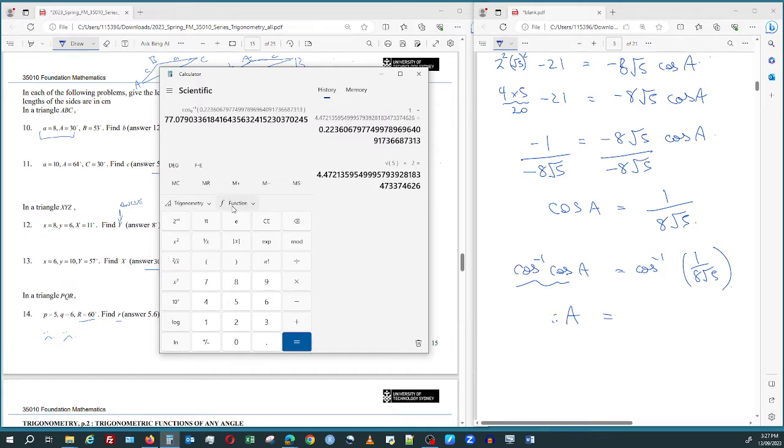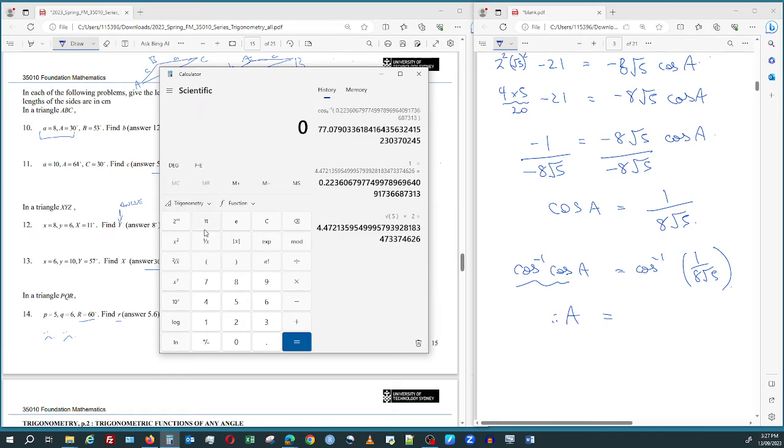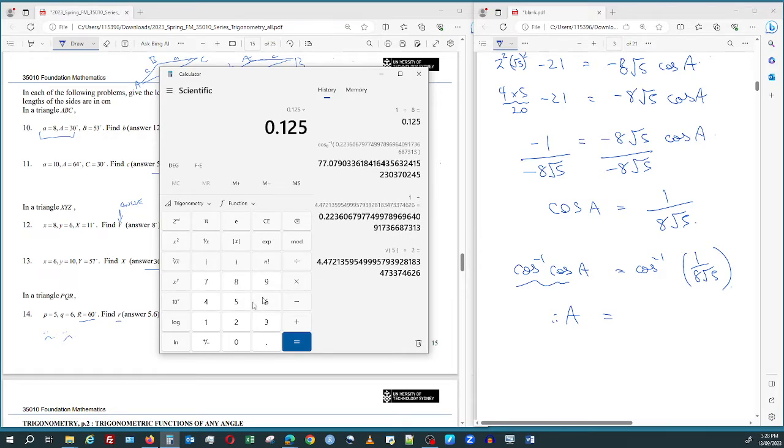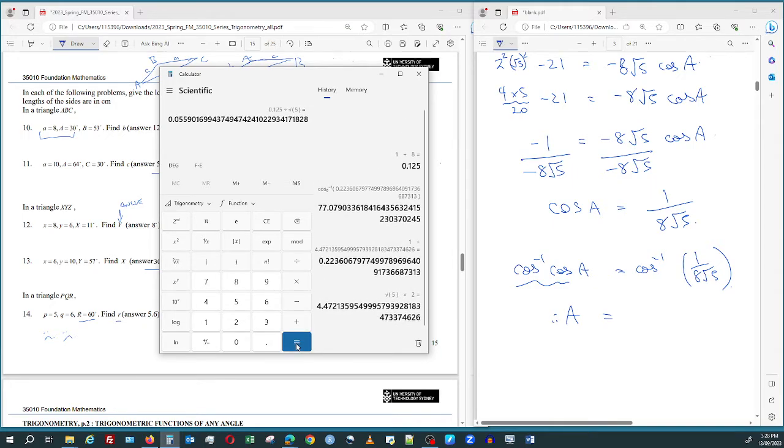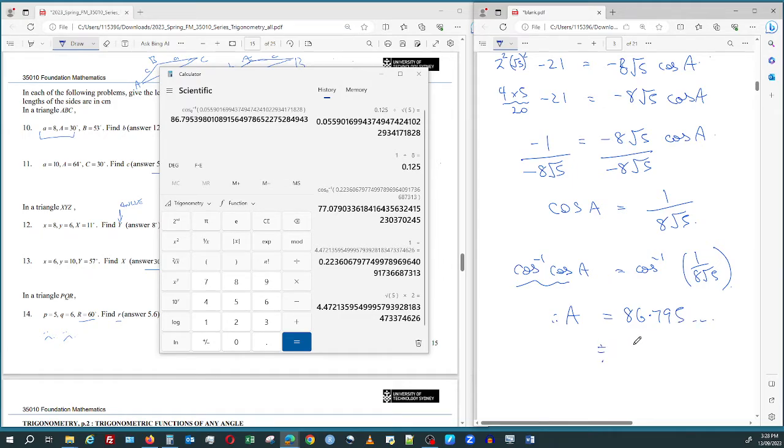Just going to check that. 1 divided by 8 divided by equals 5. Just checking that. So it's 86.795 dot dot dot, which approximates to 86.8. So just be careful when you're doing your divisions. I'm not sure what I did before, but anyway, just got to do it.